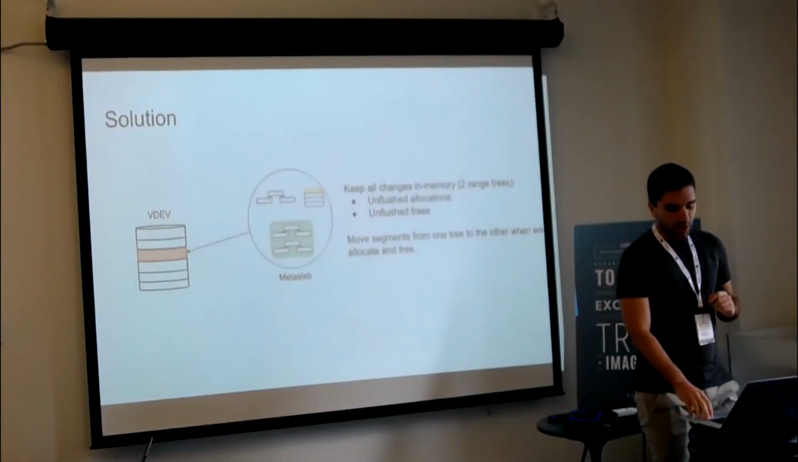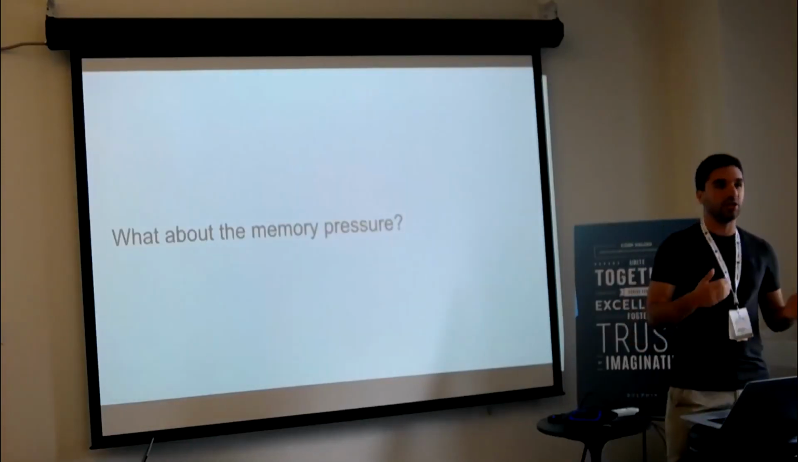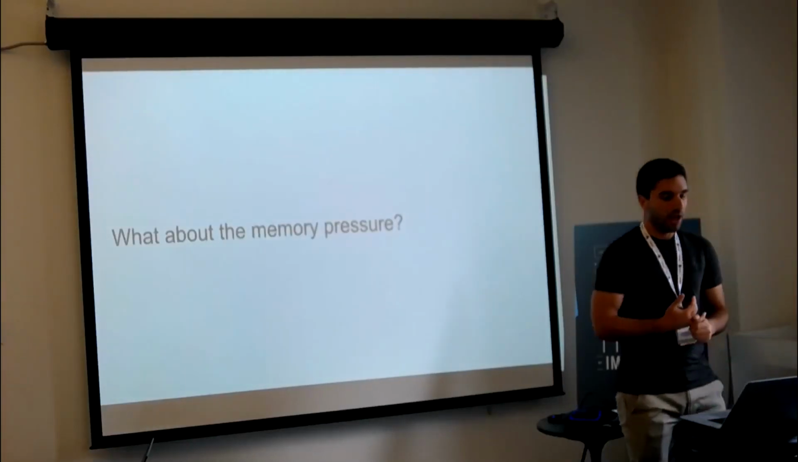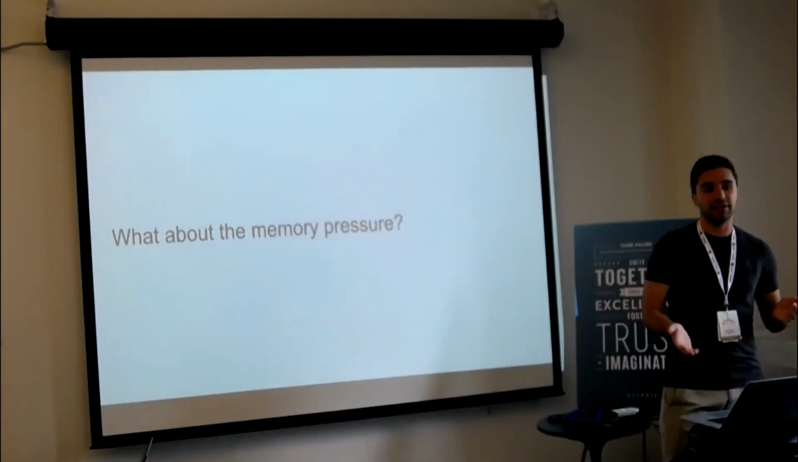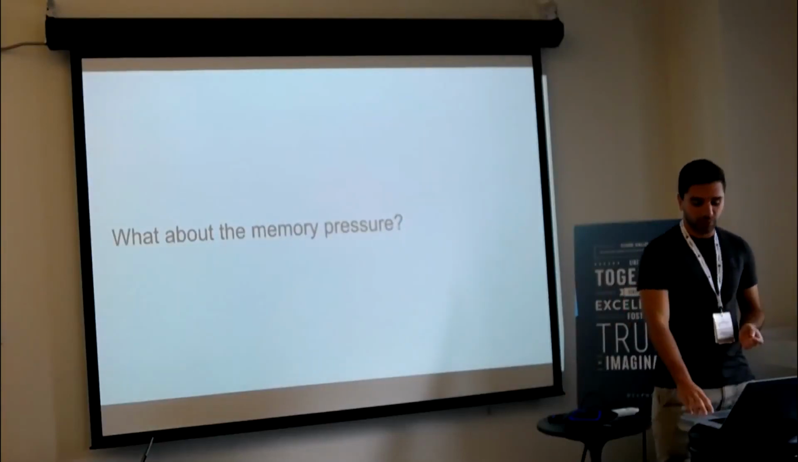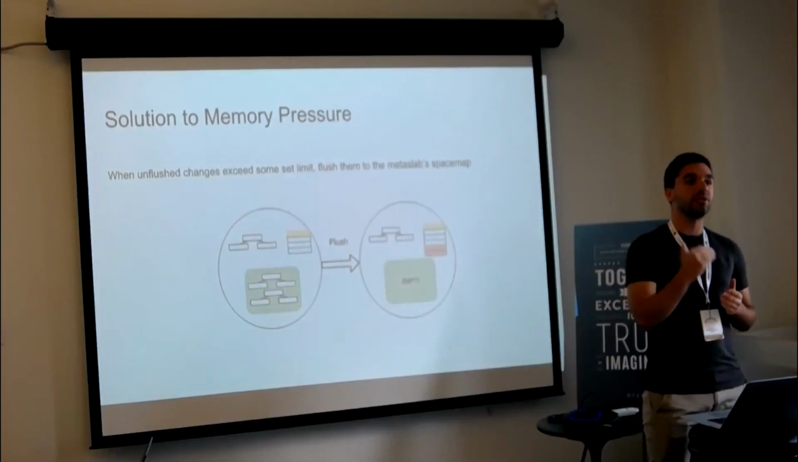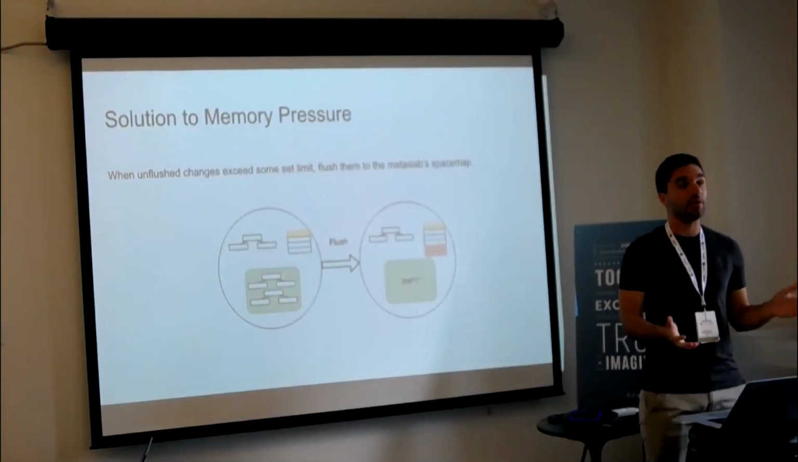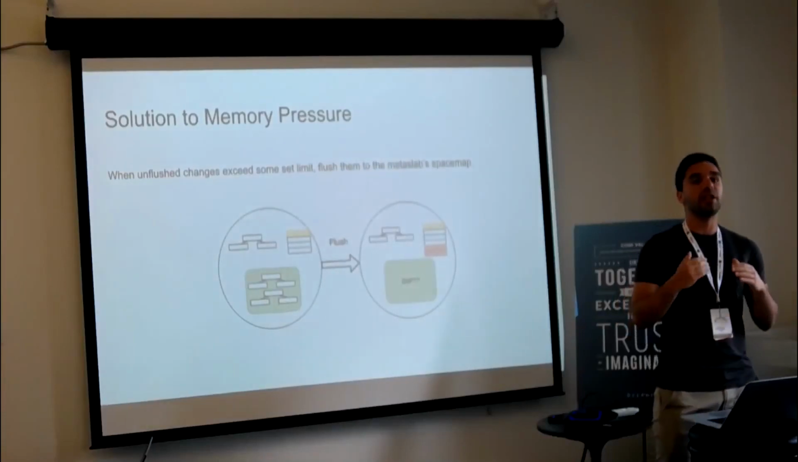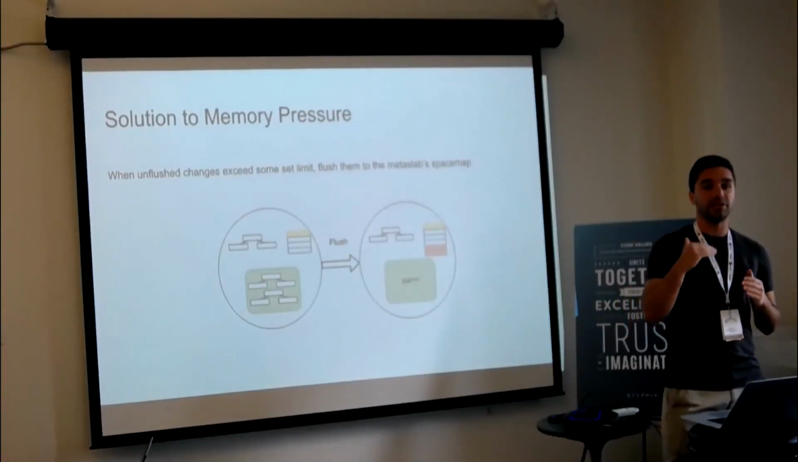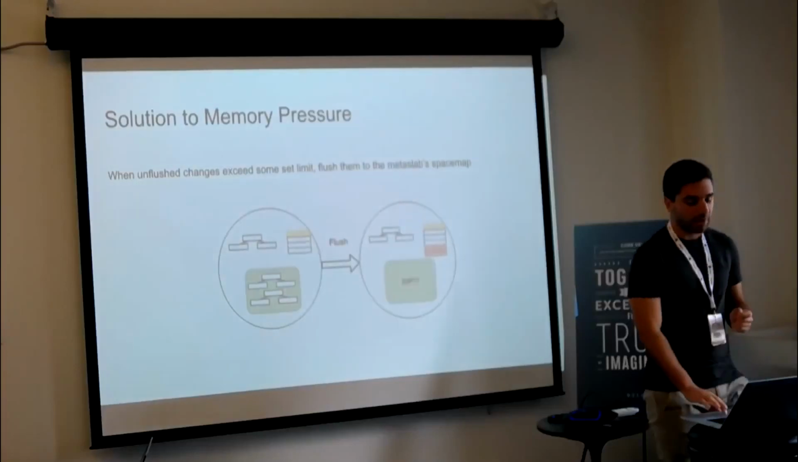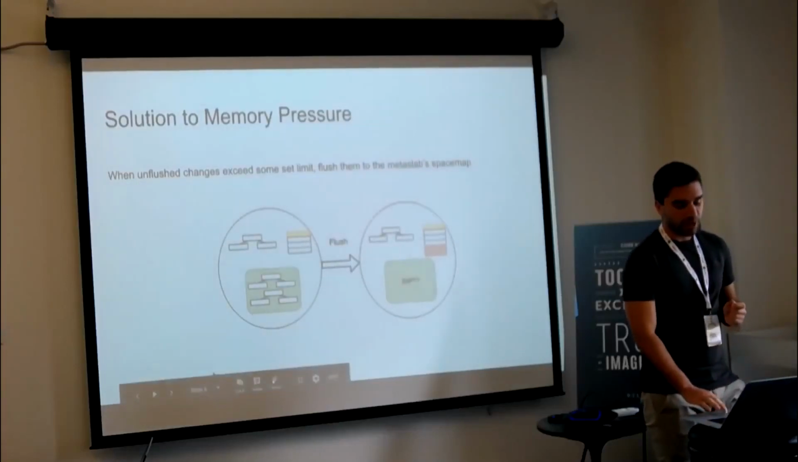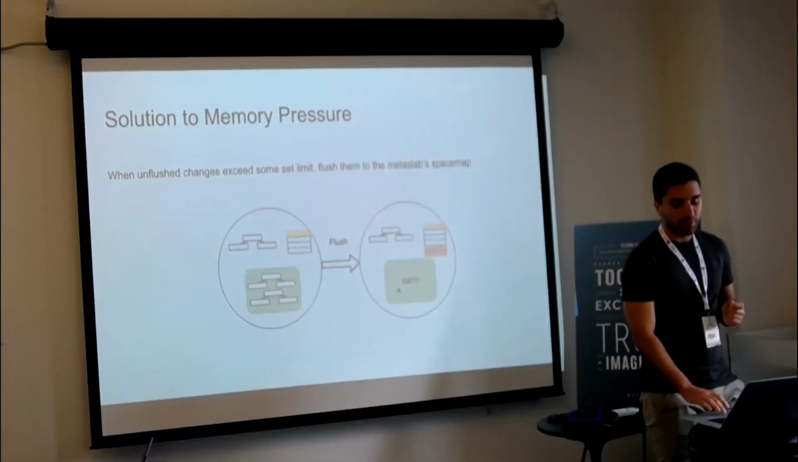And now the question is, okay, wouldn't that exert a lot of memory pressure on the system? And in reality, it doesn't as much, but even in the cases that it does, we set a specific limit on the amount of memory that we have for unflushed changes. So whenever that limit is exceeded, we start flushing some metaslabs. And by flushing, I mean that the segments from these 2 new range trees that we've added for this change, we empty them out into the metaslab spacemap.